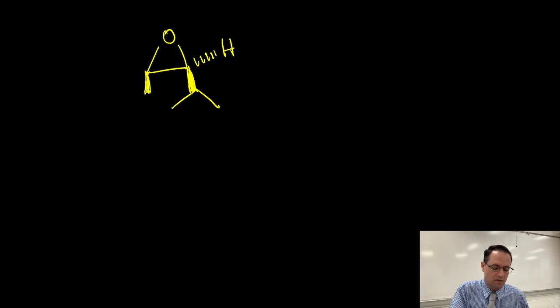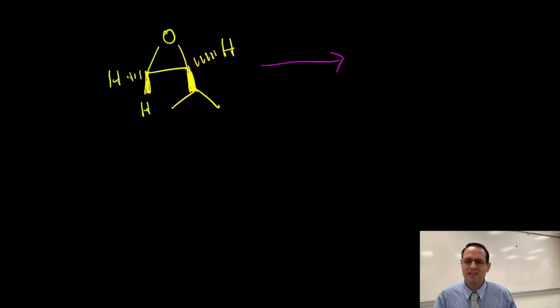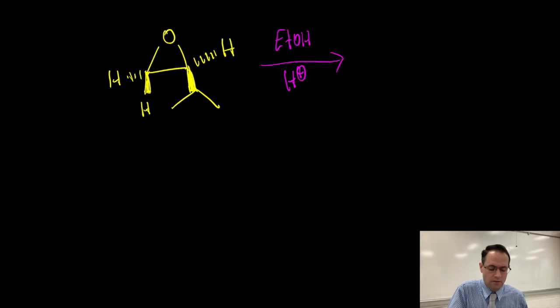So let's make this an isopropyl group there, make it really interesting looking. Okay, I'll draw some hydrogens on the right and also on the left carbons. So let's take a look at this molecule here, and we're going to treat this with, let's do ethanol and H+. And let's try to figure out what the reaction products will be.